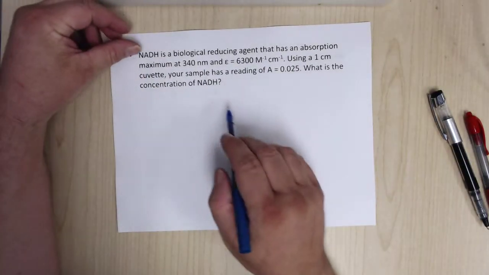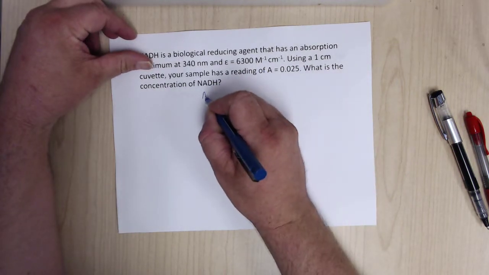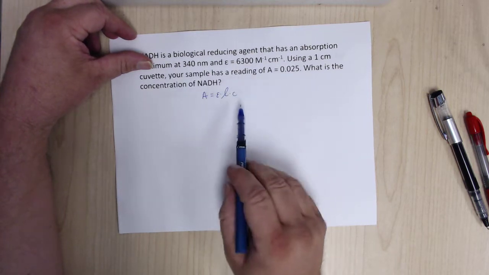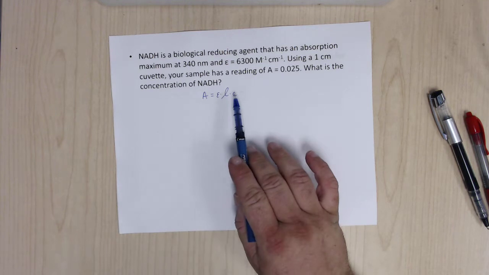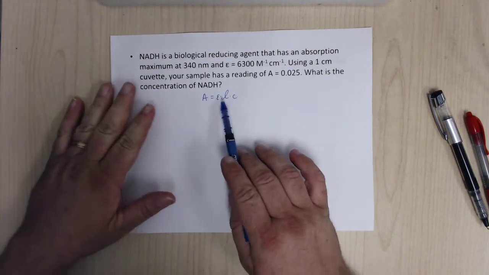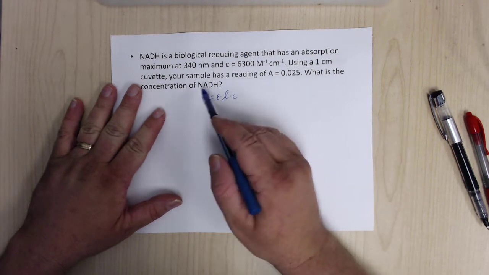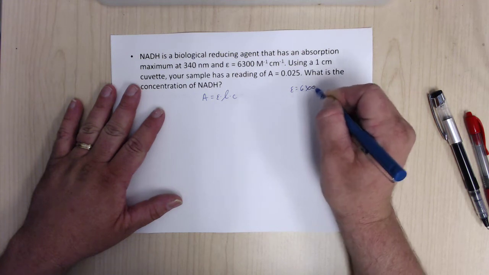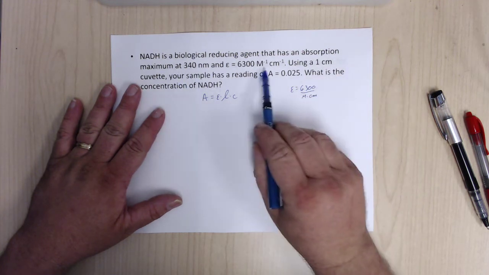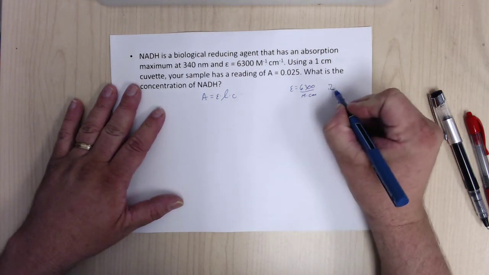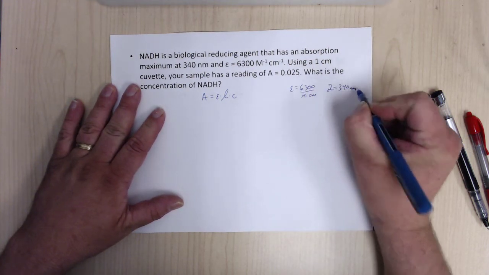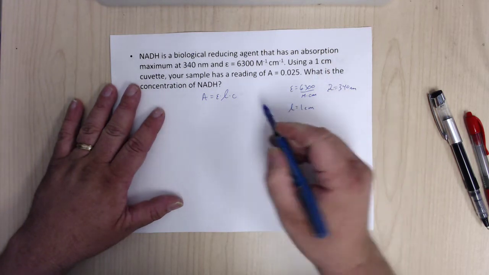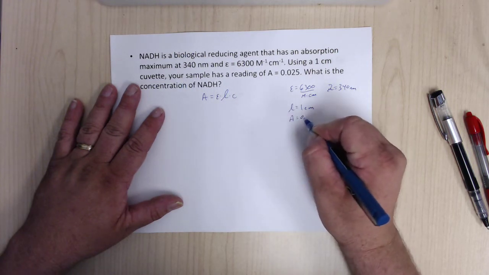Now for this one, we're taking a UV sample, so we need to use this equation, Beer's law. I am going to give you that. It's going to look like this. I'm not going to tell you what the individual parts are, but I am going to give you at least this equation. Here we're looking at 340 nanometers. The extinction coefficient is 6,300 per molar per centimeter. We're using a 1 centimeter cuvette, so 1 centimeter, and your reading is 0.025.